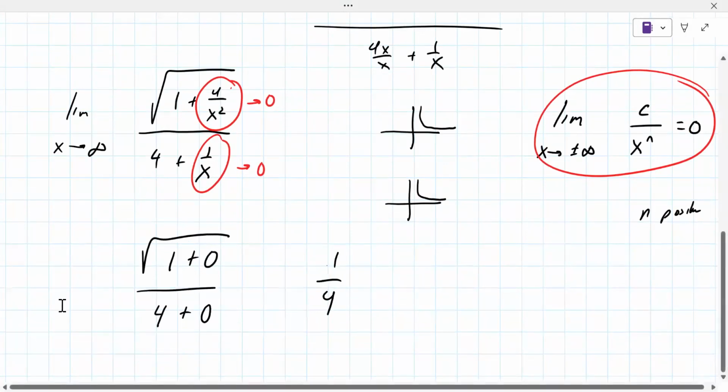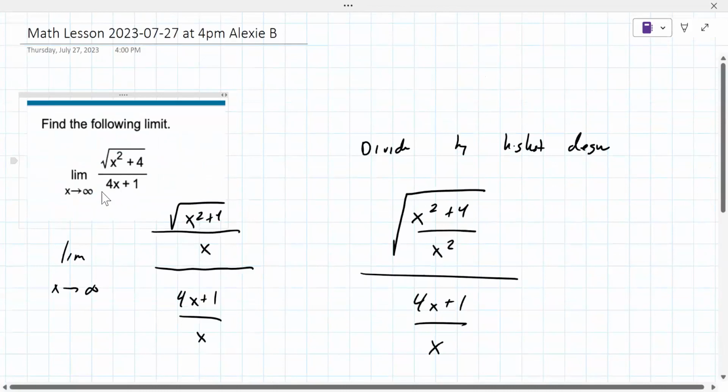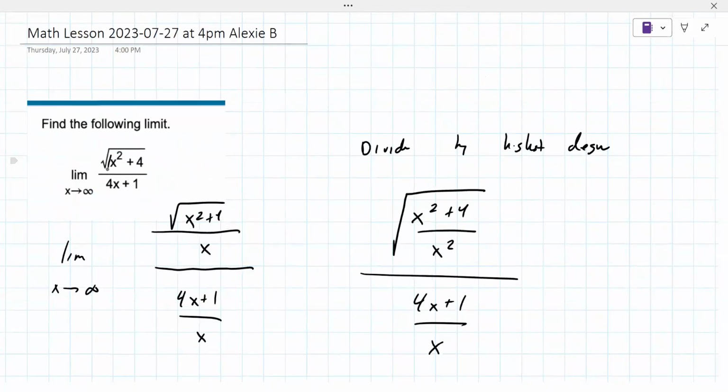I kind of mentioned that to you when we were doing this the first time, that you can kind of see that, like, there's a 4 there and there's a 1 there. I would be careful with that though.